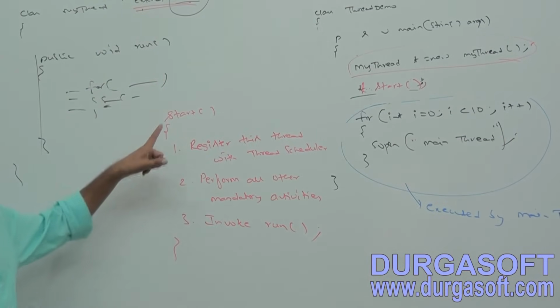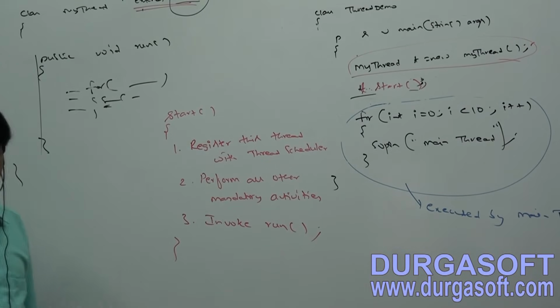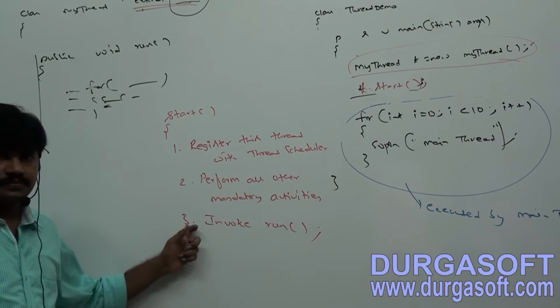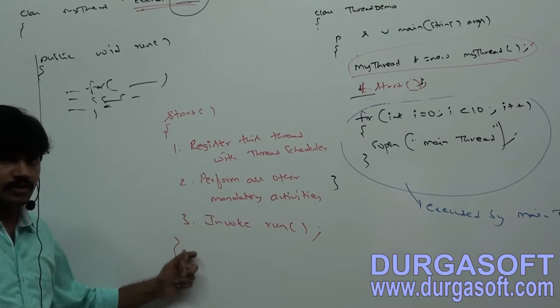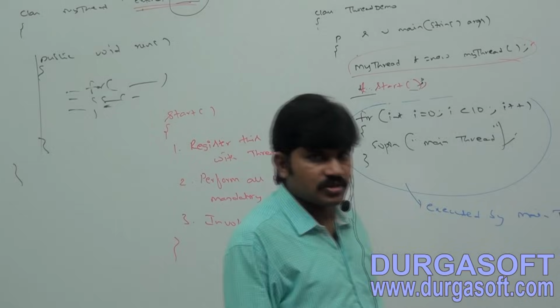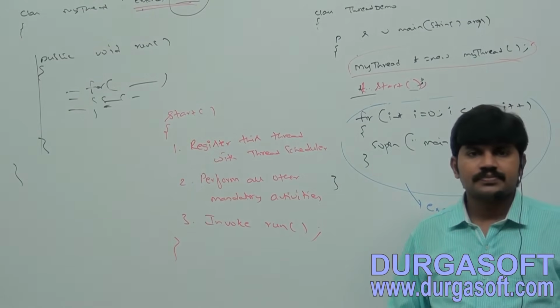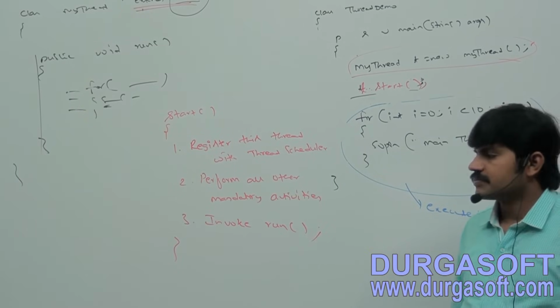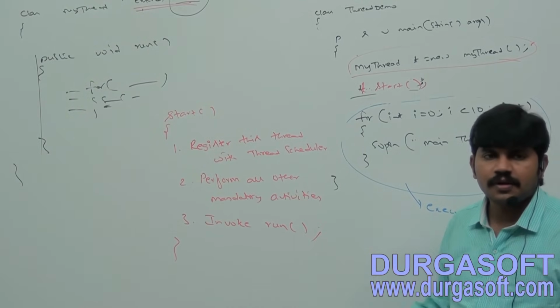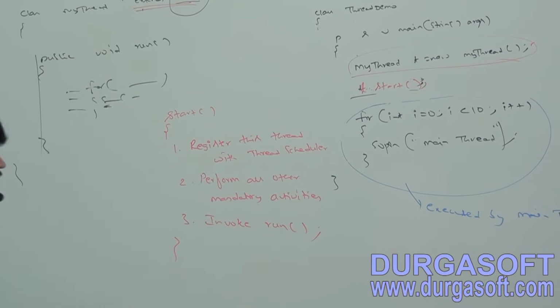Invoke run method. Invoke run method. Invoke run method. Completed, right? So this is what you people should be aware of. What is the importance of thread class start method? That is case 3 we have, right? Case 3 completed, right? Okay.